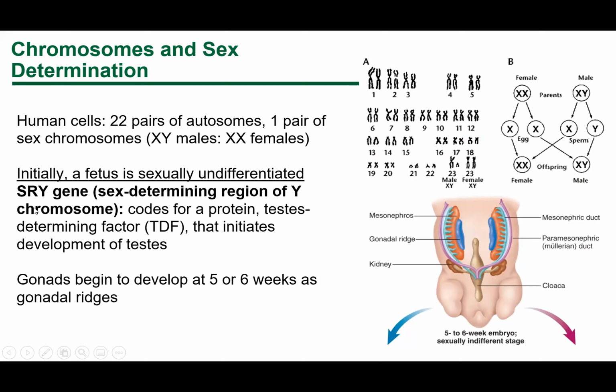So on the Y chromosome, there is a gene called SRY, which stands for sex determining region of the Y chromosome. And that codes for testes determining factor, which does exactly what it sounds like it does. It determines that the gonads will become the testes.